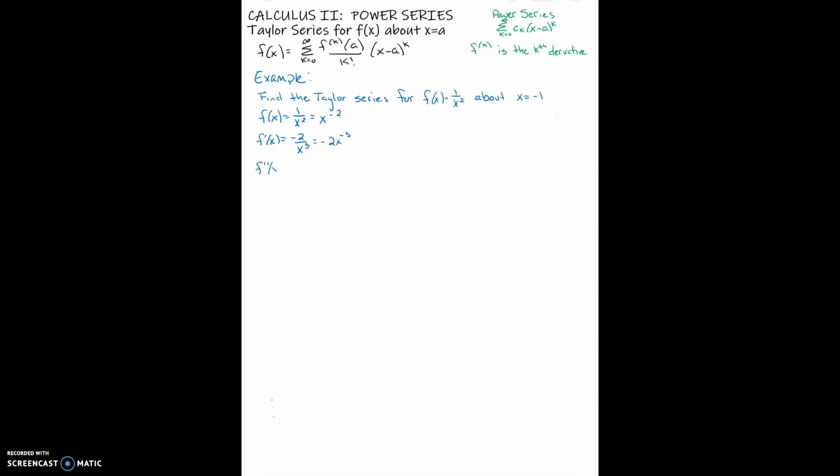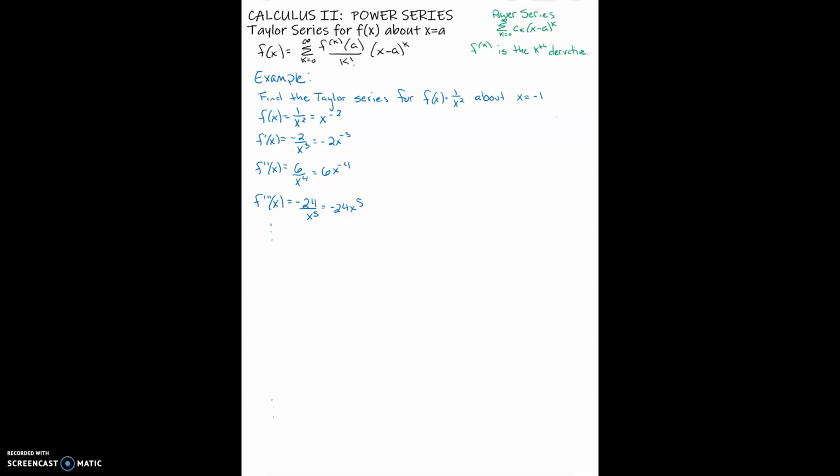The second derivative is 6 over x to the 4th, or 6x to the -4th. The third derivative is -24 over x to the 5th, or -24x to the -5th. And I think that might be enough to give us our pattern.